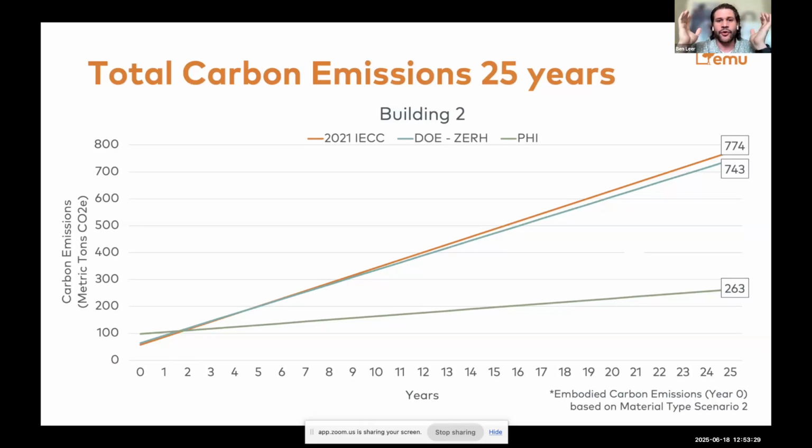If we pick 25 years of operation, that brings us to 2050, which is a big threshold for a lot of our goals. If we just cared about embodied carbon, you can see that the starting point of the amount of energy we need for our code compliant and net zero energy is lower than Passive House. But you can see that the curve is way less steep when we go to Passive House, right? So after 25 years, we're going to be emitting 263 metric tons of CO2, where the other ones were closer to 700, 800. So really the operational carbon is really important.